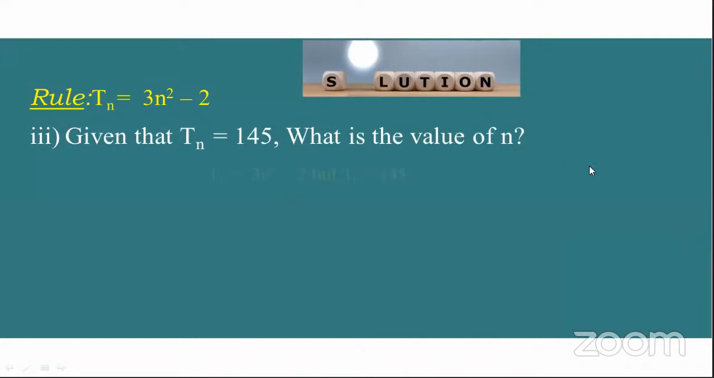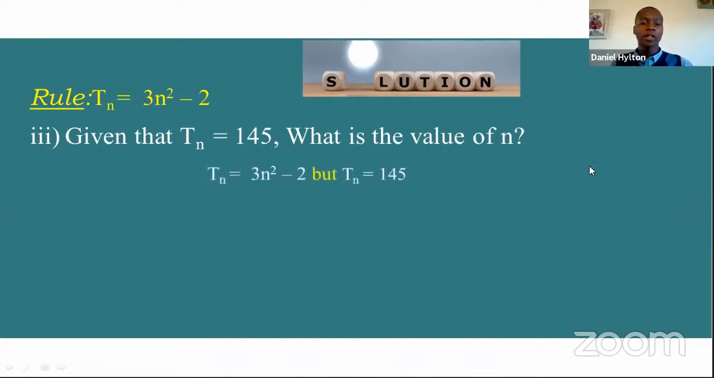So we're given the expression for the nth term, and we're given the nth term. So by the principle of equality, we can equate those two. So we're going to equate 145 to 3n squared minus 2 and solve for n. In solving for n, we get n to be equal to 7.